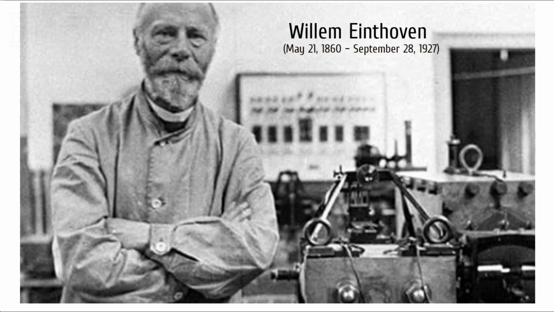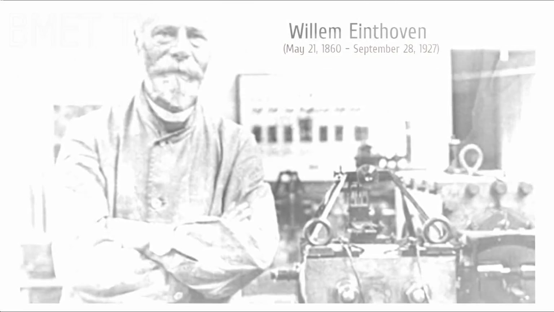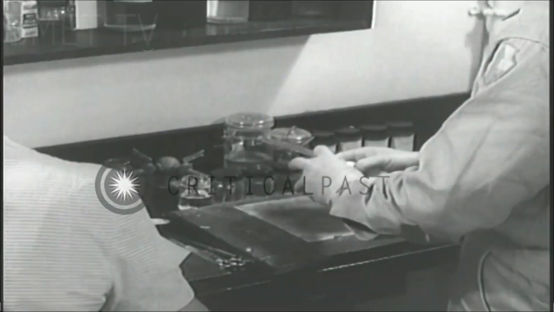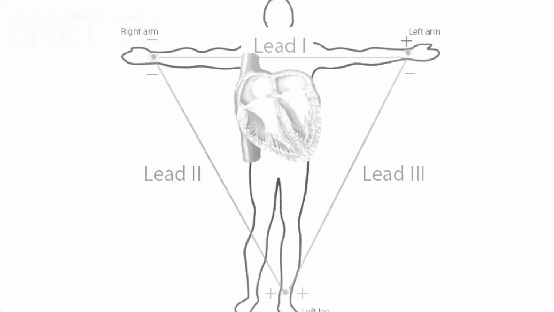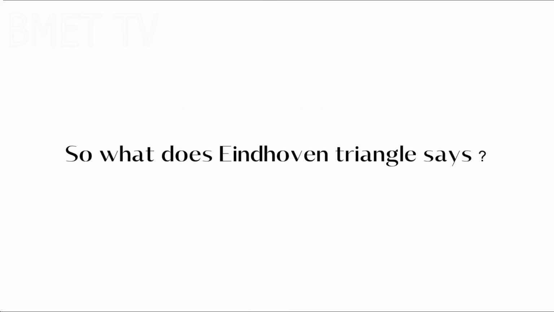With the help of physicists and mathematicians at Leiden, Einthoven studied the spread of action potentials through tissues, introduced the three standard limb leads, and formulated the concept of the equilateral triangle by mathematically relating the three leads, lead 1, lead 2, and lead 3. So what does Einthoven's triangle say?